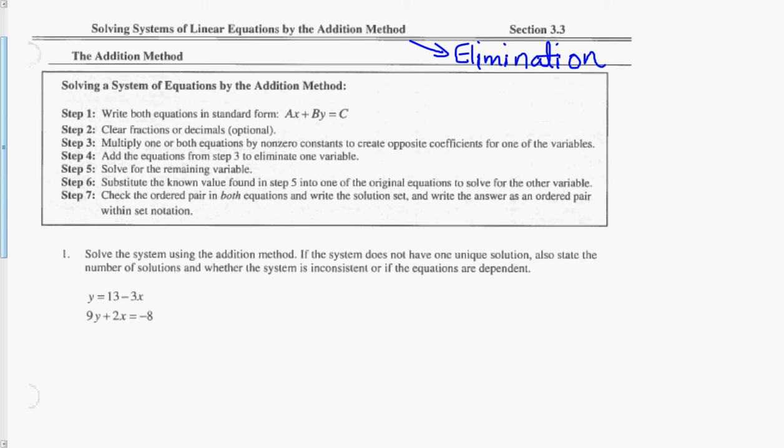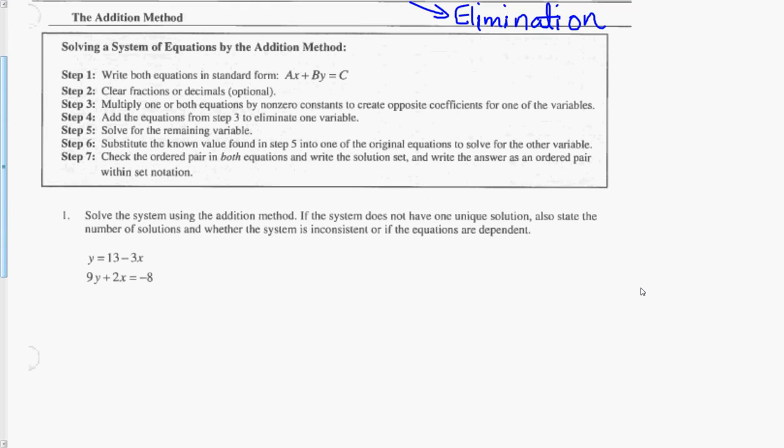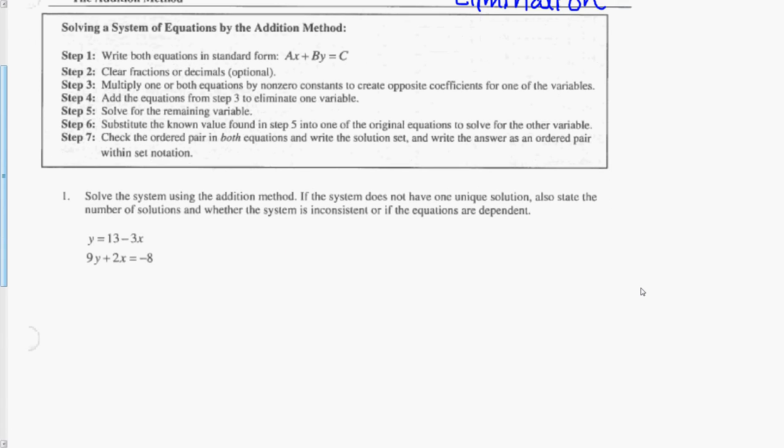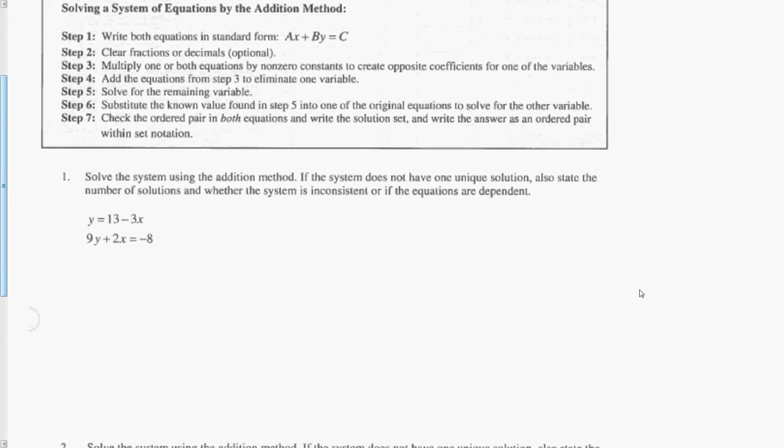I am not picky about how you solve these equations. I just want you to be able to solve them. So you will use whichever method that you want to use when you're working homework. But sometimes they're set up easier for one method or the other.